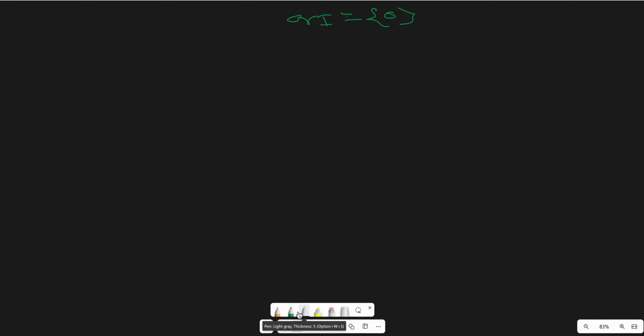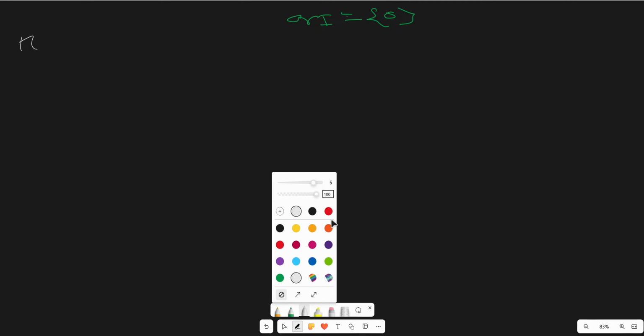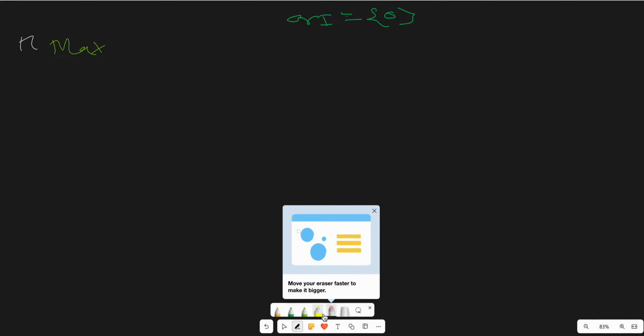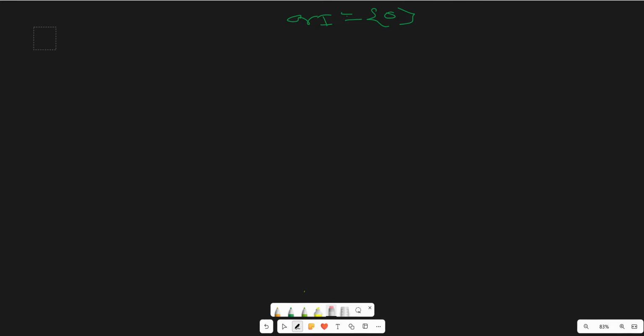Maximal ideal. This white color is making disturbance here, so I think I should change the color. No, this color is also making disturbance. Yeah, let me work with that.